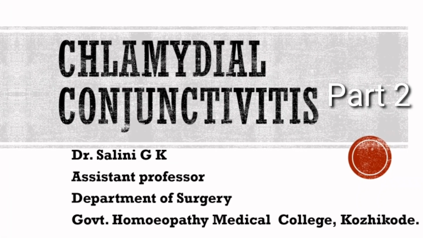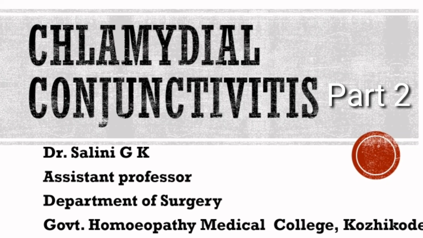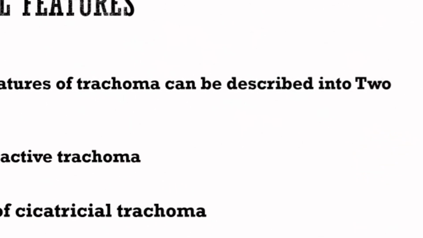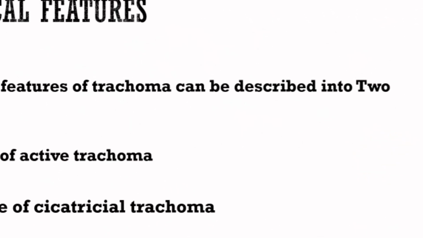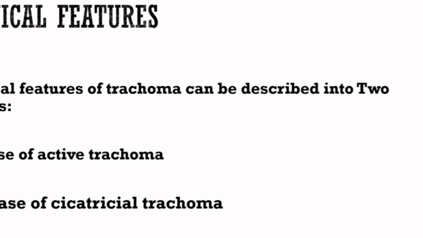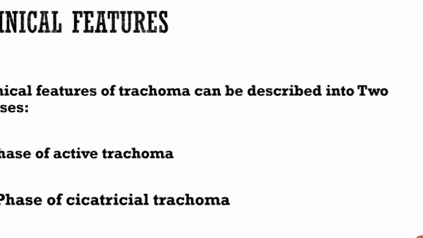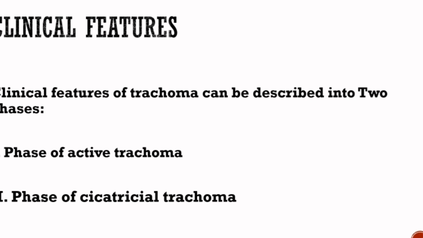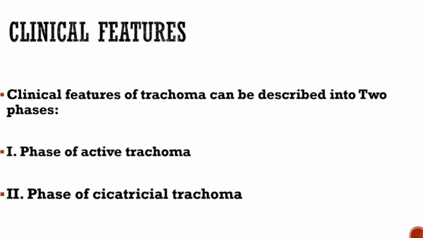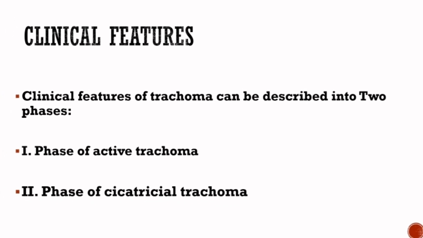Hello, hi. Today's class is chlamydial conjunctivitis part 2. Clinical features of trachoma. Clinical features of trachoma can be described into two phases. Phase 1, phase of active trachoma. Phase 2, phase of cicatricial trachoma.